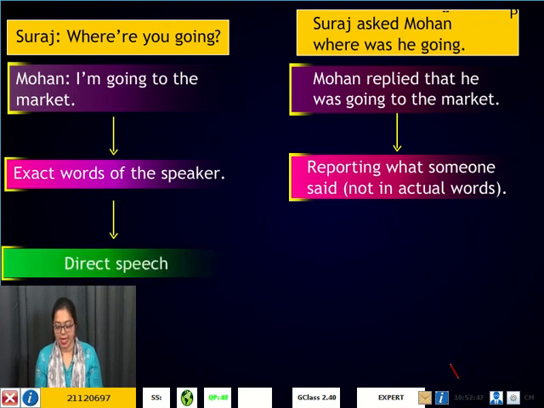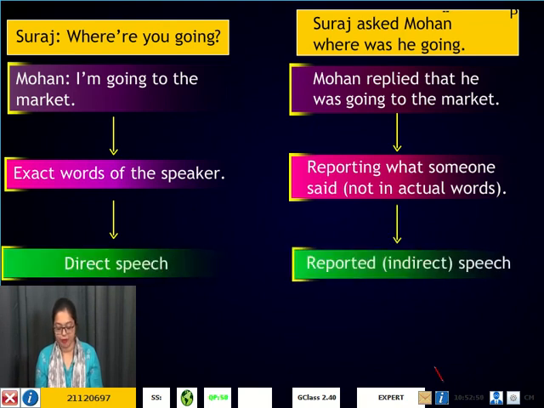So on the left hand side, what we can see is the conversation that Suraj and Mohan were having. Suraj was asking, "Where are you going?" Mohan, "I am going to the market." So what are these? These are the exact words of the speaker. When we are saying something that is the exact word of the speaker, we call the sentence direct speech. Okay?